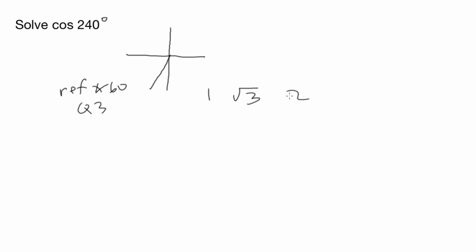So for cosine 240 degrees, let's just draw the graph. It's going to be somewhere over here. The reference angle is 60 degrees. And the quadrant is 3. So our Pythagorean triple for 60 is this. Now quadrant 3, the x-coordinate and the y-coordinate are both negative. So we already have the triple done.